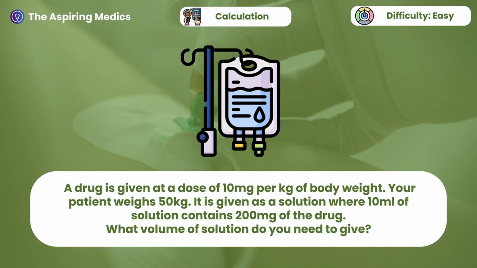A drug is given at a dose of 10 milligrams per kilogram of body weight. Your patient weighs 50 kilograms. It is given a solution where 10 milliliters of solution contains 200 milligrams of the drug. What volume of solution do you need to give?